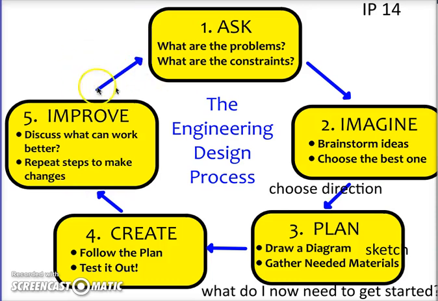That's why this arrow right here is really, really important. This arrow in the engineering design process is important because you're always going back and you're asking questions. You're always then reimagining and going back to the drawing board and planning again, and then testing it out again, and then asking, what can we do to make it better? We repeat the steps to make changes. We go back and we ask more questions until the problem has been solved.